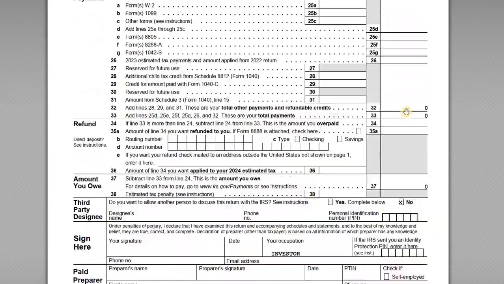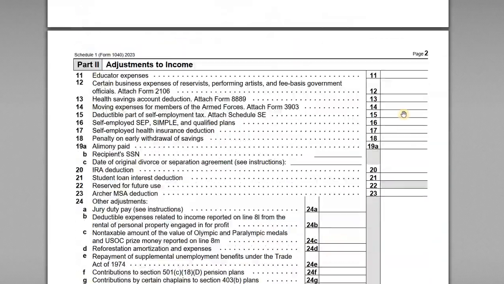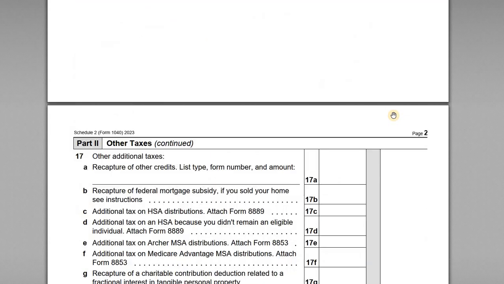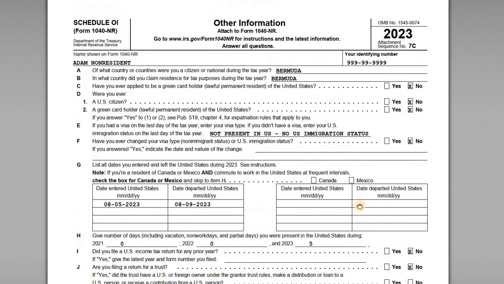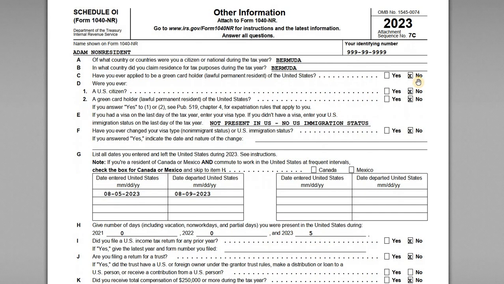So if we start with the Schedule OI, let me jump down to Schedule OI. Other information, so 1040 NRs, all filers should complete this. We have the name, ITIN, and then the country of citizenship and residency. So both are Bermuda for Adam. Answer the rest of these questions, most just yes or no, right? So as they apply to you, so no, he was never a green card holder of the U.S., never a U.S. citizen, nor was he other type of lawful permanent resident in the U.S.